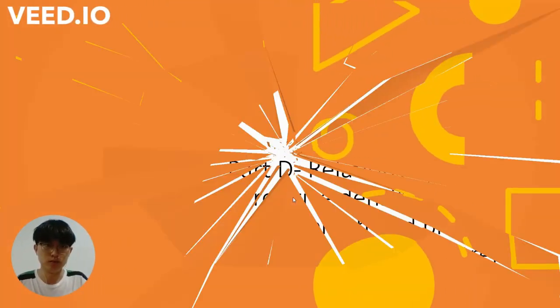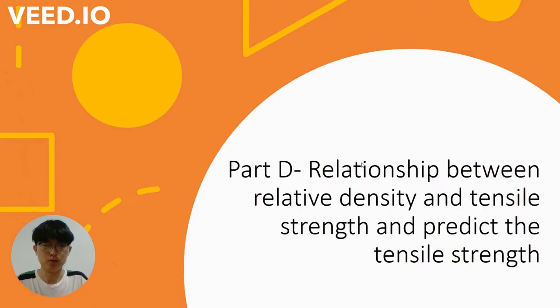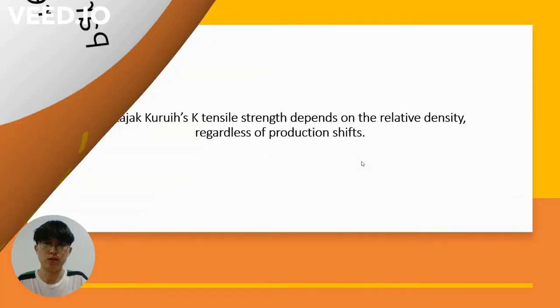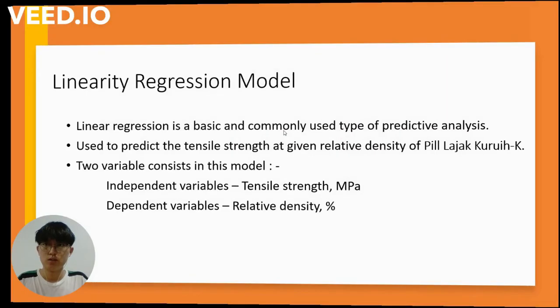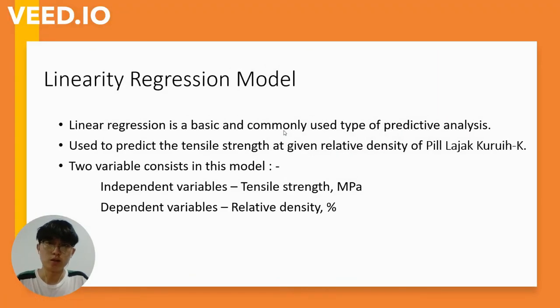I'm going to present about the relationship between the relative density and tensile strength, and also predict the tensile strength at a given relative density. The studies have claimed that the pure Lajak kuruih tensile strength depends on the relative density regardless of the production shift. So in order to predict the tensile strength at a given relative density of pure Lajak kuruih, we have to perform the linear regression model.